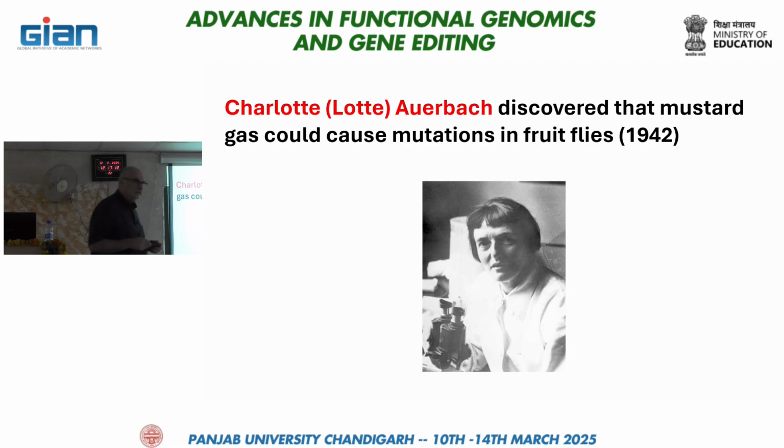Chemical mutagens. The first person to introduce chemical mutagenesis was Charlotte Auerbach, who discovered that mustard gas could cause mutation in fruit flies. Again, 1942. That's really important to see how old actually all these techniques are.